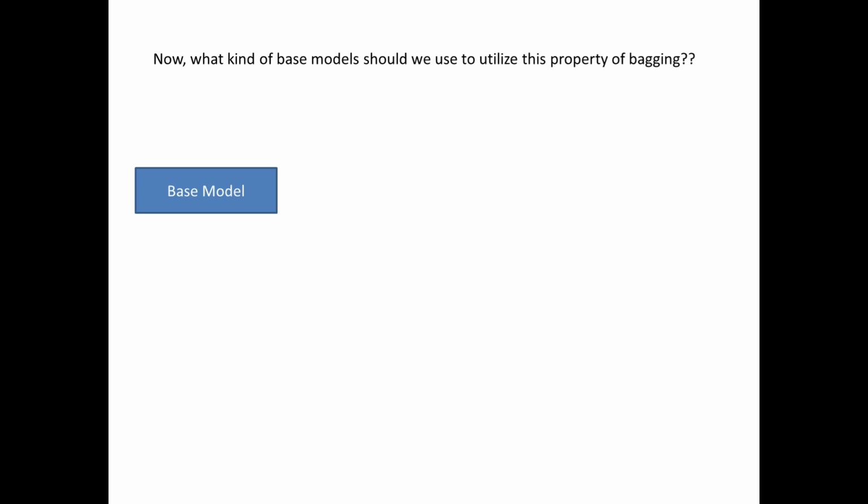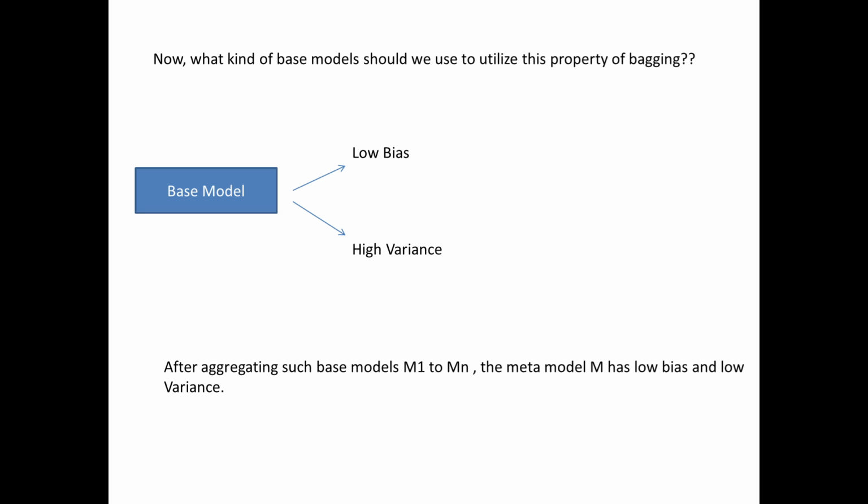So suppose we have a base model with low bias and high variance, and by training several such models and then aggregating them using a meta model, the meta model will have low bias and low variance. So here we used several base models with high variance and bagged them together to make a model which has low bias and low variance.